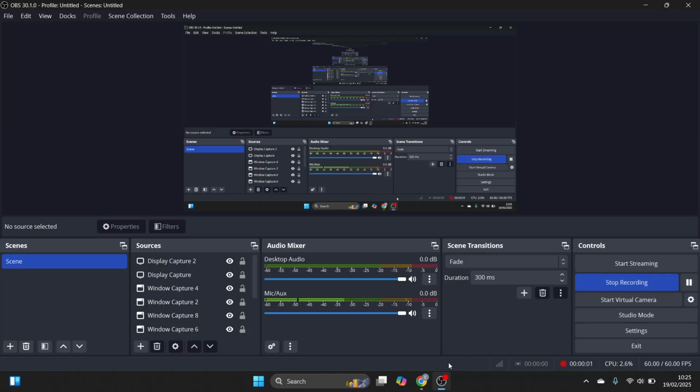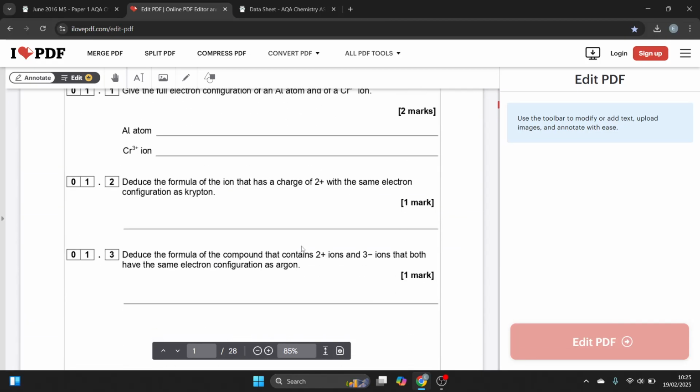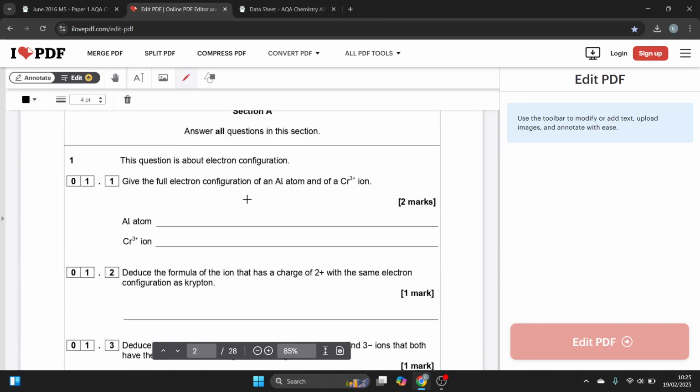What's up guys, it's Samar Fiaz and today's video is on AQA AS Level Chemistry, June 2016, Paper 1. Question 1.1, give the full electron configuration of the Al atom and the Cr3+ ion.